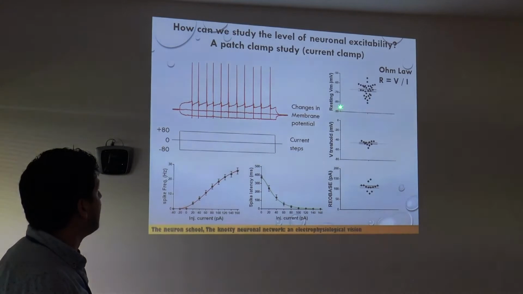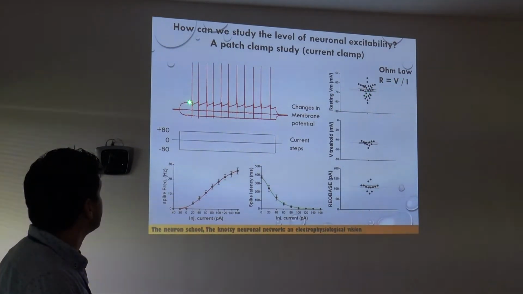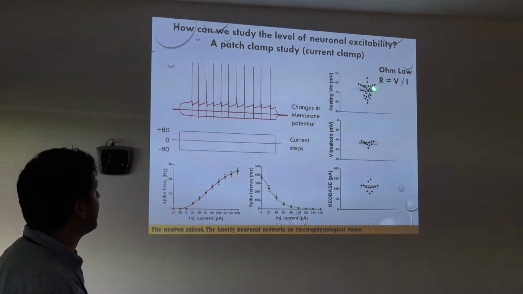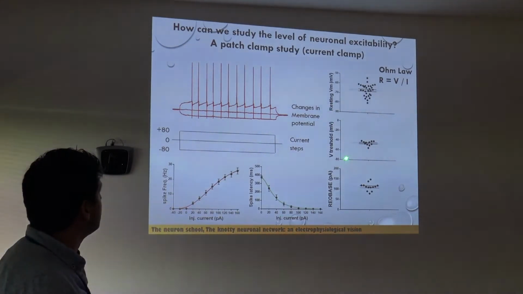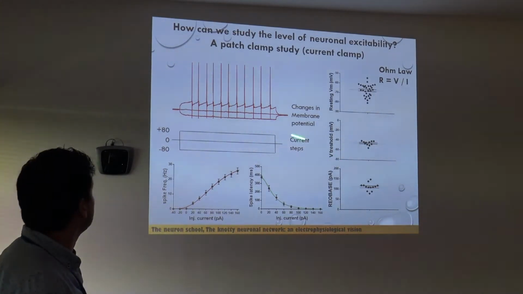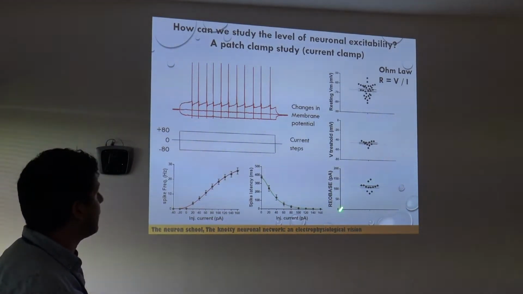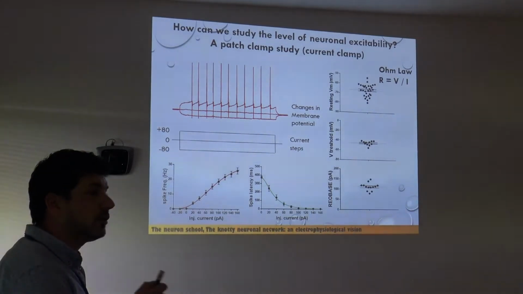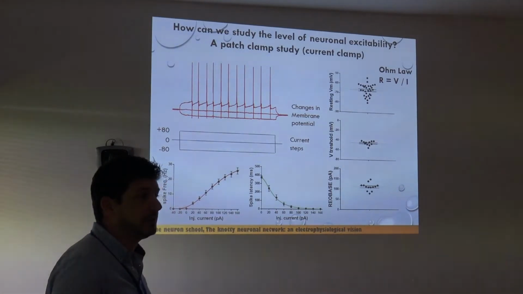Or you can study, for example, the passive properties of the membrane, such as the resting membrane potential and the membrane resistance, because you know the voltage, since you measure it, and you know the current, because you are applying it, and the amplifier calculates the resistance of the membrane. Or you can calculate the V threshold, which is the threshold right before the generation of the action potential. Or you can calculate the rheobase. The rheobase is the minimum current that you need in order to obtain the first action potential.